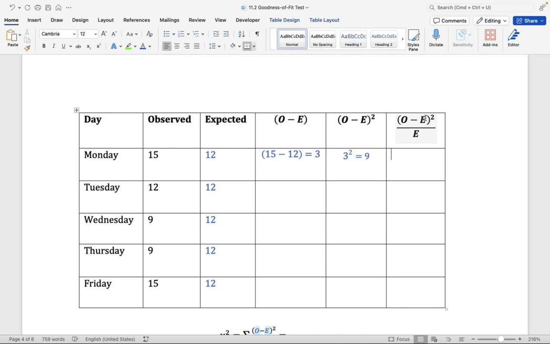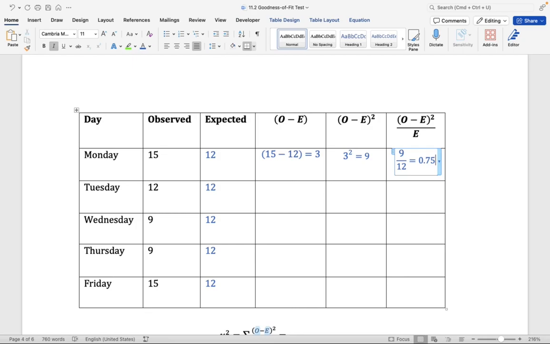Next, we take O minus E squared divided by E. O minus E squared is 9. So here we have 9 divided by the expected value. The expected value is 12. Now, if we take 9 divided by 12, we get a terminating decimal. We get 0.75. So we can go ahead and write 0.75. But if this was not a terminating decimal, you would just leave it as a fraction. Don't even worry about reducing the fraction.